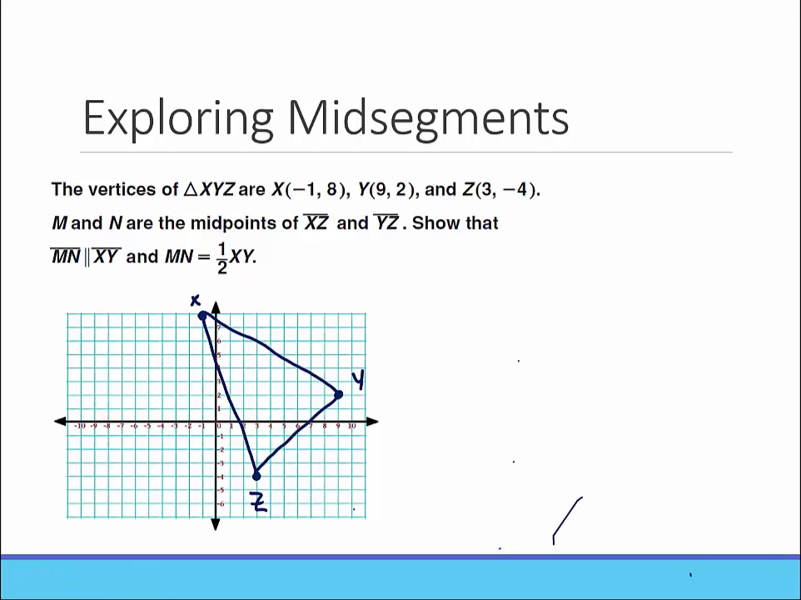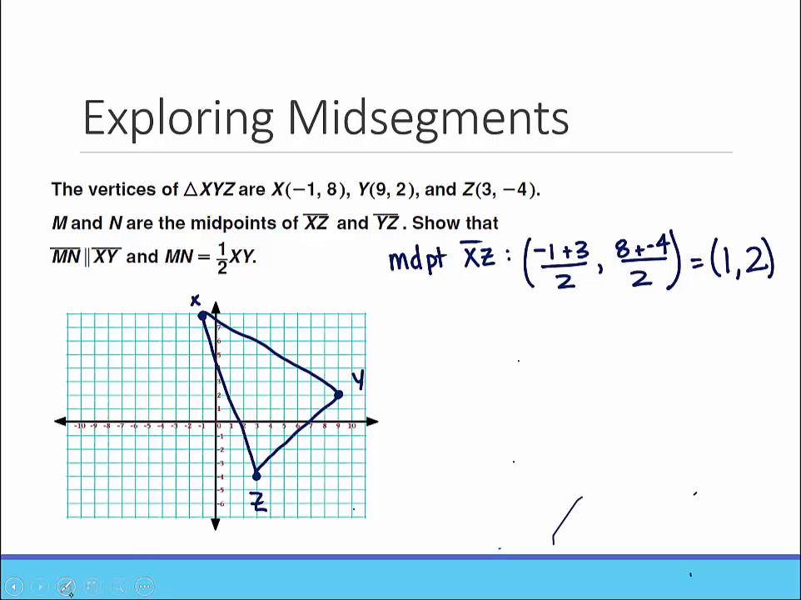So let's find the midpoint of XZ. Remember, that's just the average of our two points. So take your X's, add them up, divide by 2. Take your Y's, 8 and -4, add those up, divide by 2. So we end up with 2/2, which is 1, and 4/2, which is 2. So the point (1, 2), over 1 up 2, is one of our midpoints. Let's make this M.